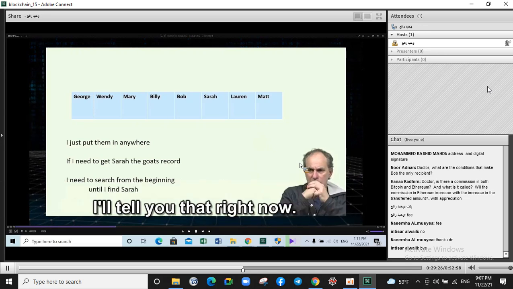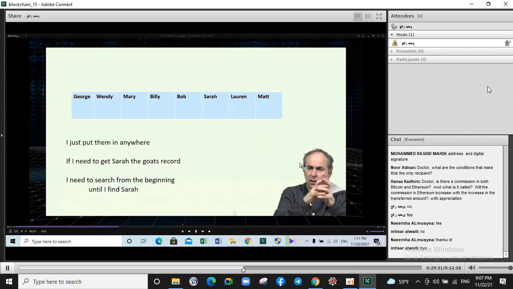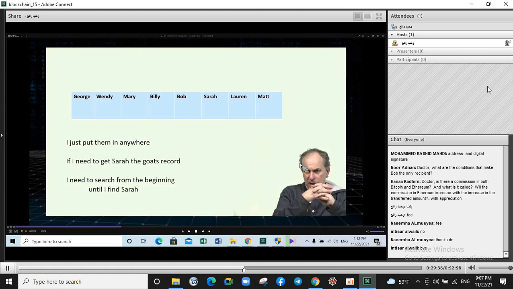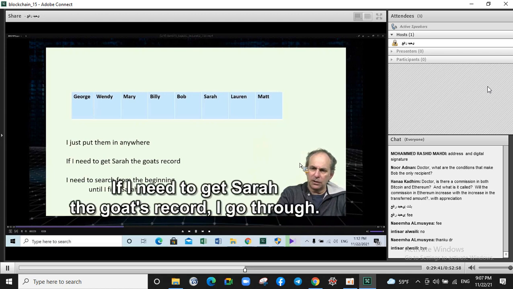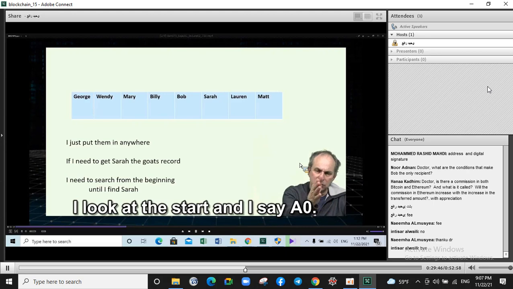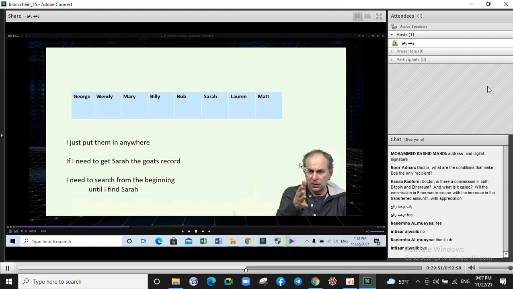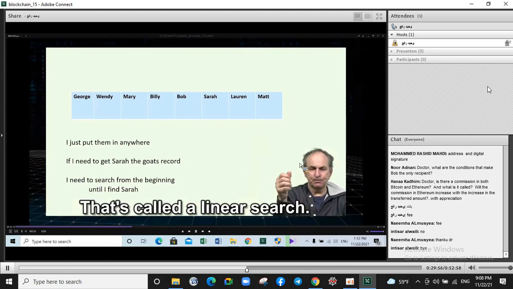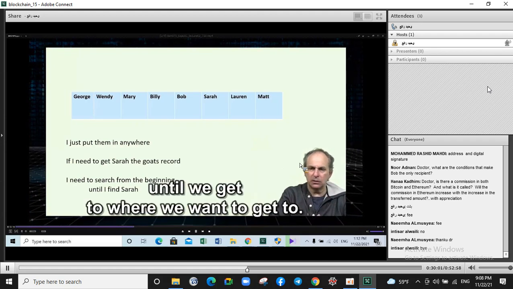So I'm just going to put them anywhere, and if I alphabetized them, it would make life easier for some things, but I haven't. So if I need to get Sarah the goat's record, I go through. I look at the start, A0. That's George. Is George Sarah? No. Is Wendy Sarah? No, etc., until I get to Sarah. That's called a linear search. We start at the beginning, we keep going in a line till we get to where we want to get to.